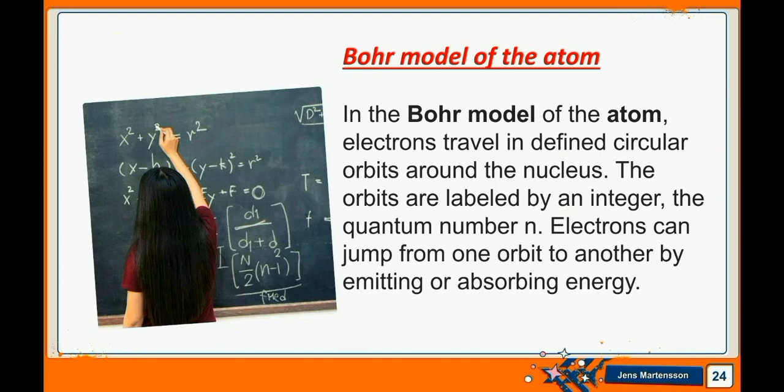Who was Bohr? The Danish physicist Niels Bohr further developed Rutherford's model, and in 1913 he proposed his atomic model. In the Bohr model of the atom, electrons travel in definite circular orbits around the nucleus. The orbits are labeled by an integer, the quantum number n. Electrons can jump from one orbit to another by emitting or absorbing energy. This you will understand.